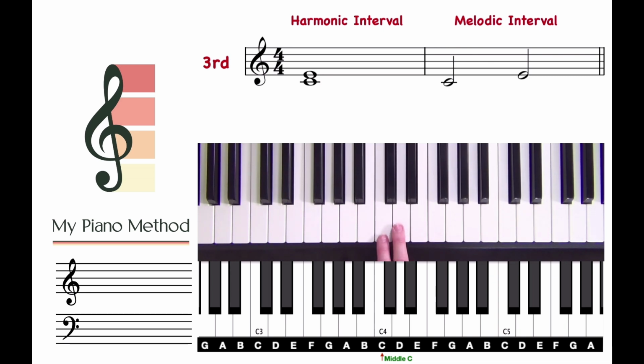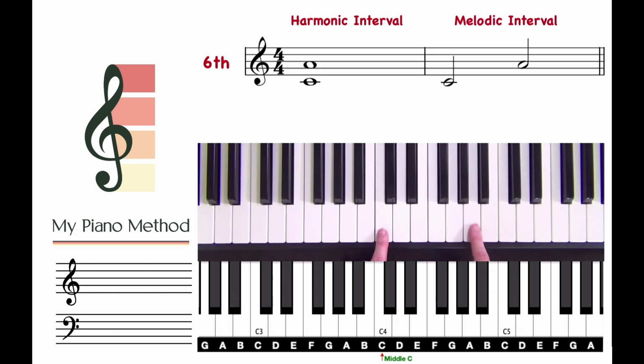So if we take an interval of a third, the harmonic interval is nice and easily recognisable because we're just stacking one note directly on top of the other one, and it sounds like this. The melodic interval sounds like this. If we take an interval of a fourth, which is the C to the F, this is the harmonic interval, and this is the melodic interval. An interval of a fifth would be C to G, the harmonic interval sounds like this, and the melodic interval sounds like this.